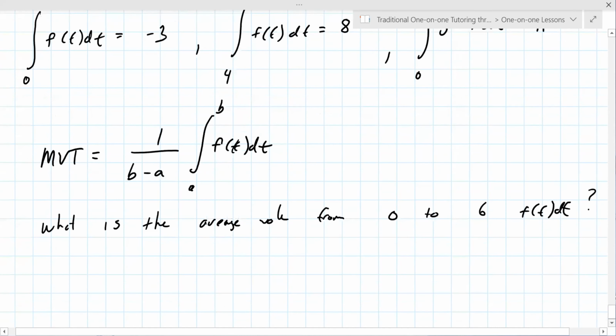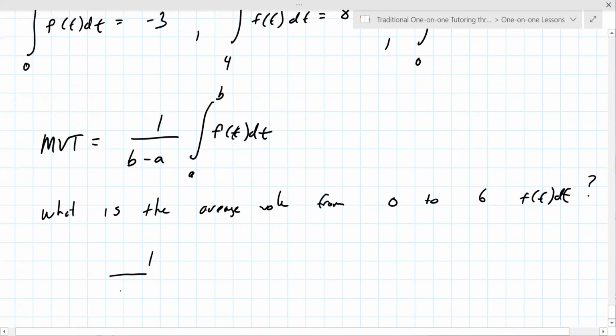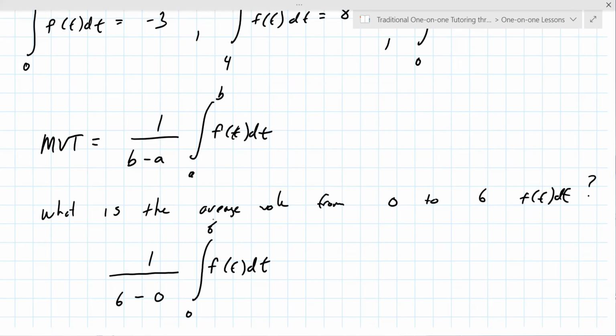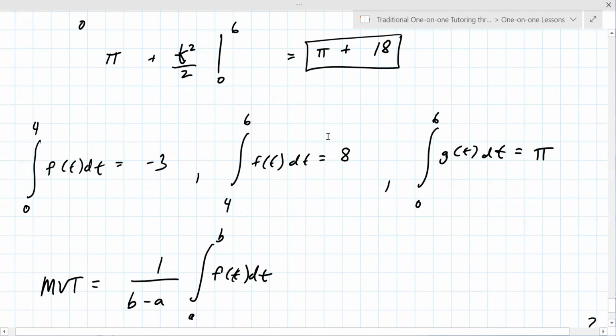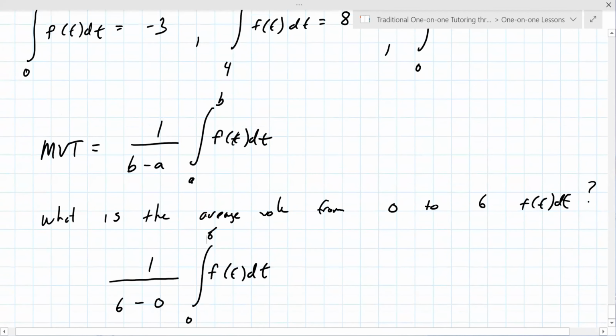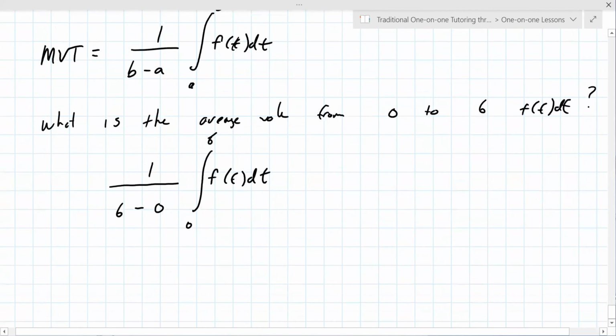Okay, so which one are you using though? Well, you just start writing out, okay, it's 1 over 6 minus 0 times the integral from 0 to 6 of f of t dt, and then you hope you have some of these. So 0 to 4 was minus 3, 4 to 6 was 8. So those together make 5. So 1 over 6 times 5. Yep, so 5/6, right?